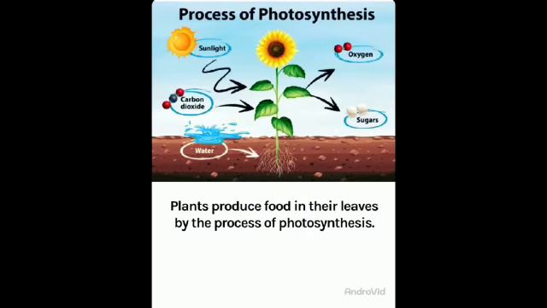Let us understand with this diagram. Here you can see the process of photosynthesis pictured on one side. The one side of this picture is showing the requirements of the photosynthesis process: sunlight, carbon dioxide, water. As we know, these are the raw materials needed by the plant for the process of photosynthesis. Now, one extra point is also needed here. What?